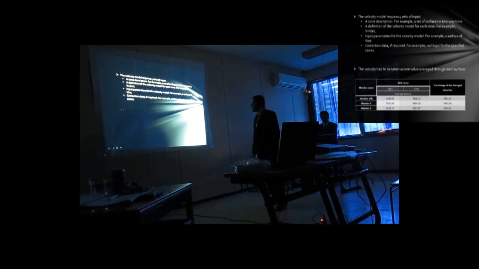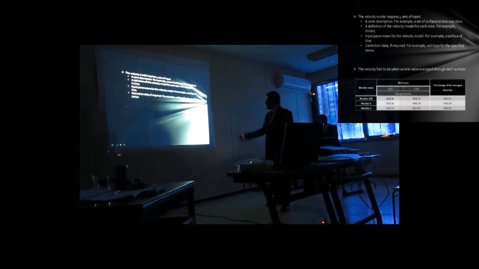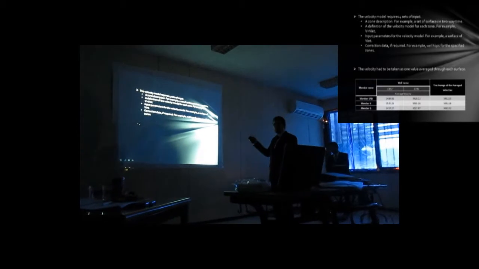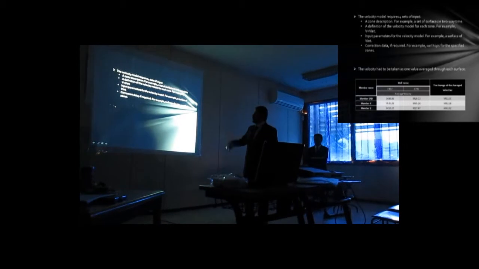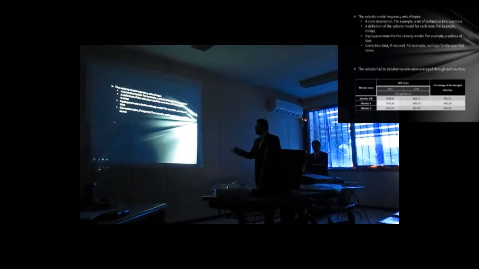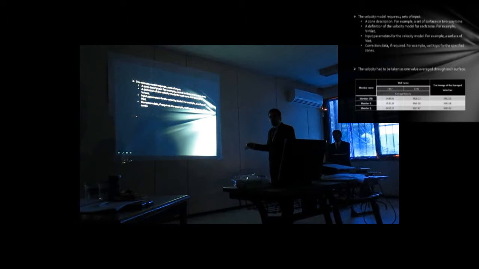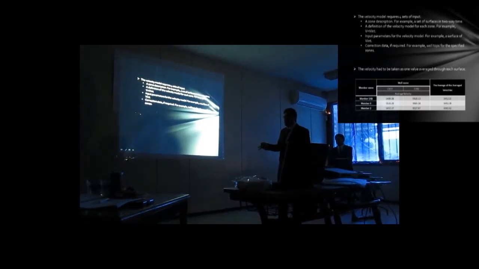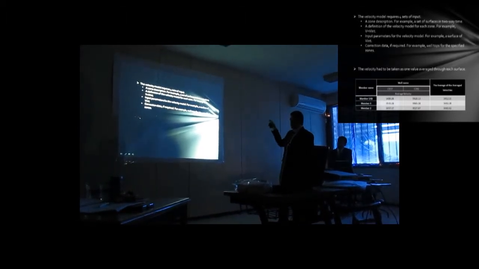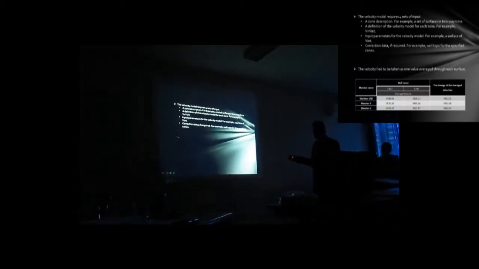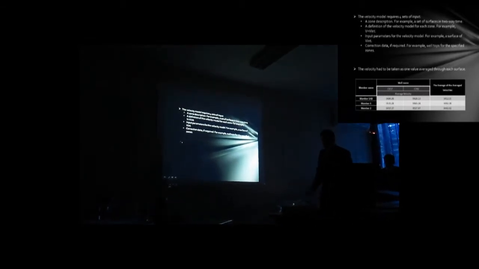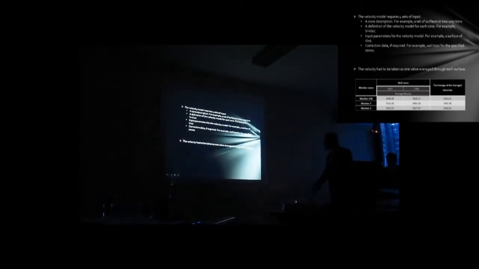Input parameters for the velocity model, for example, a surface. You can use a surface, but this surface is in depth, which has not been created yet. This step is important when you later need to regenerate your velocity model, to see if there is an error. So you use the surface in the depth domain, not in the time domain. Correction data, if required. For example, you can use your check shots, which have been used in our velocity model. The velocity had to be taken as one averaged value through each surface.